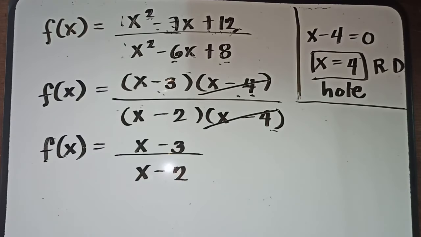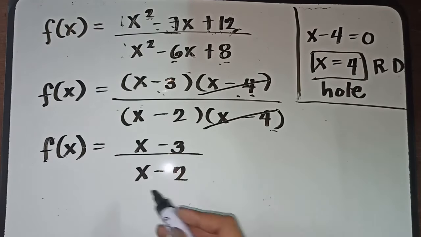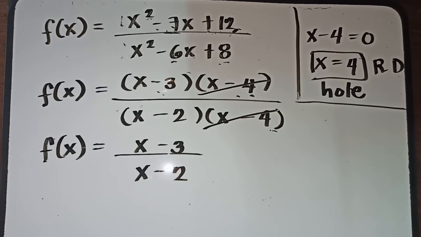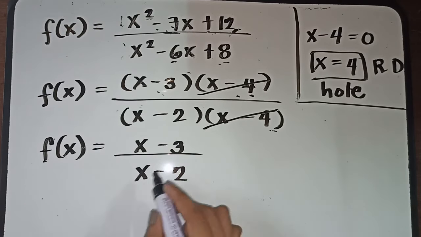Okay. So, next, vertical asymptote. So, na-simplify na natin itong given rational function. So, in solving vertical asymptote, kunin ang zeros ni denominator. So, kunin si denominator.